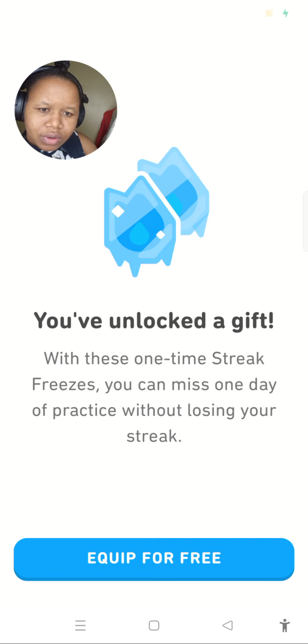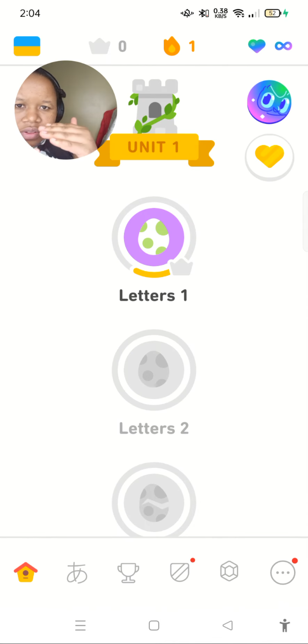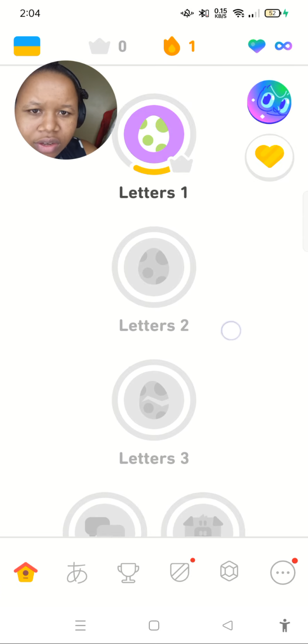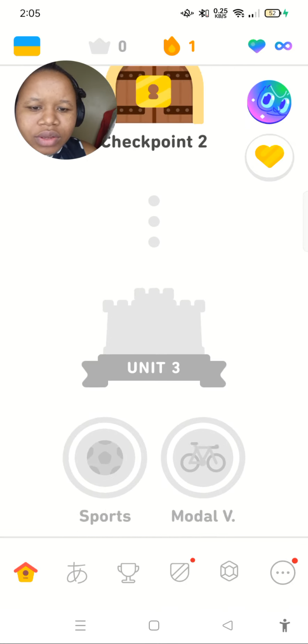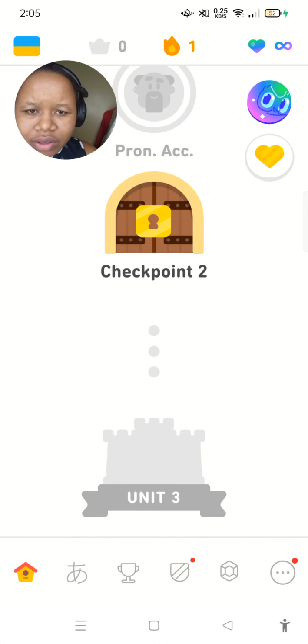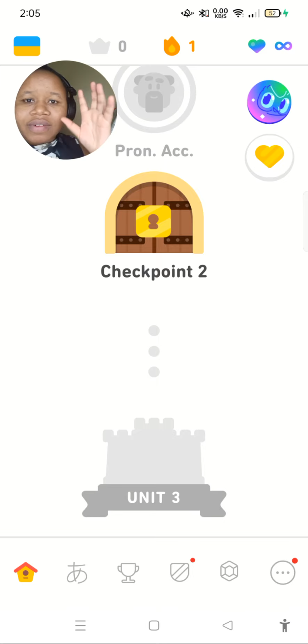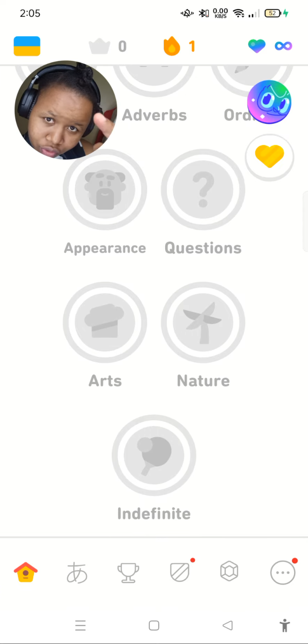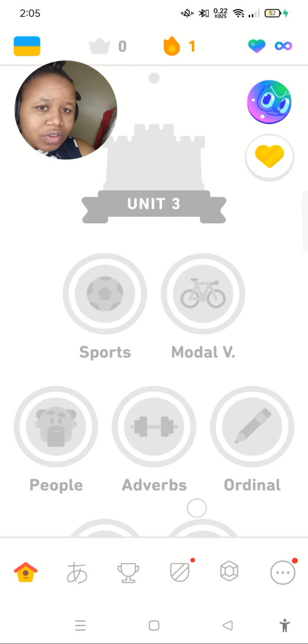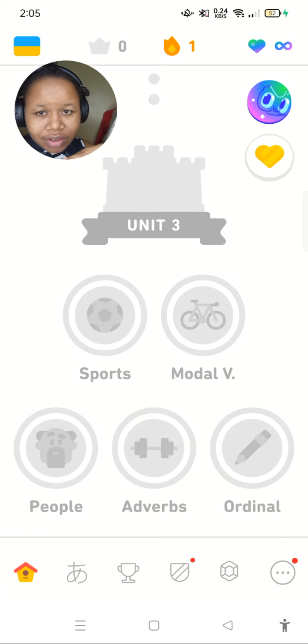Then you unlock a gift. So you're given gifts. Now these are different units. This is one unit, there's a primary unit, and there's a second unit, unit 2. There's a checkpoint that you have to know. Remember everything that you learned in those units before you pass to the third unit. And it can't open unless you have done that, even if you have a good Duolingo Plus.